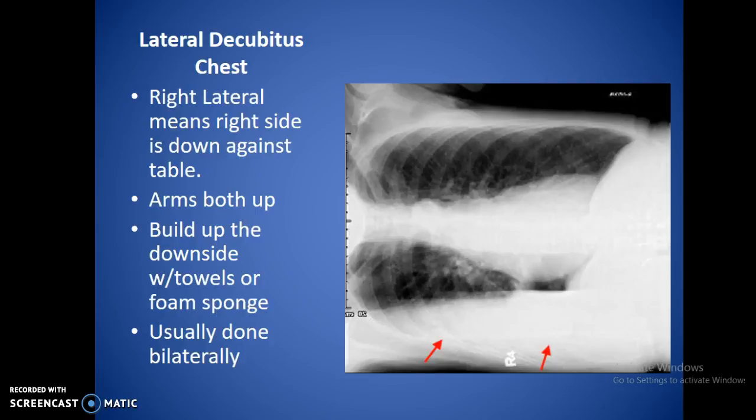Arms both need to be up. Build up the downside either with towels or foam sponge. So you need to lift it up so that they can raise them above the top of the table so that you can see the outside part of the lungs. These are usually done bilaterally, which means we're going to do one side, right side down, and then we'll do the left side down.